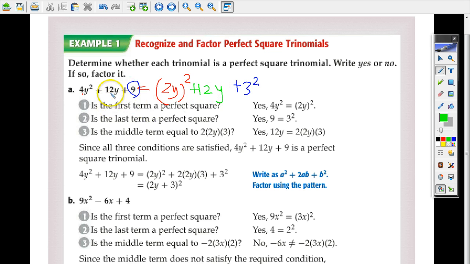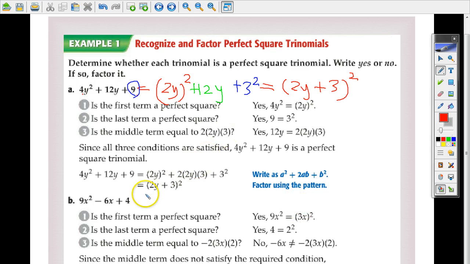So is that the same here? Yes. So since all three conditions are satisfied, 4y squared plus 12y plus 9 is a perfect square trinomial, where you can express it as this is the a and this is the b. So when we factor it, it's going to be a plus b squared. That's the a part and that's the b part. So that's your completely factored form.